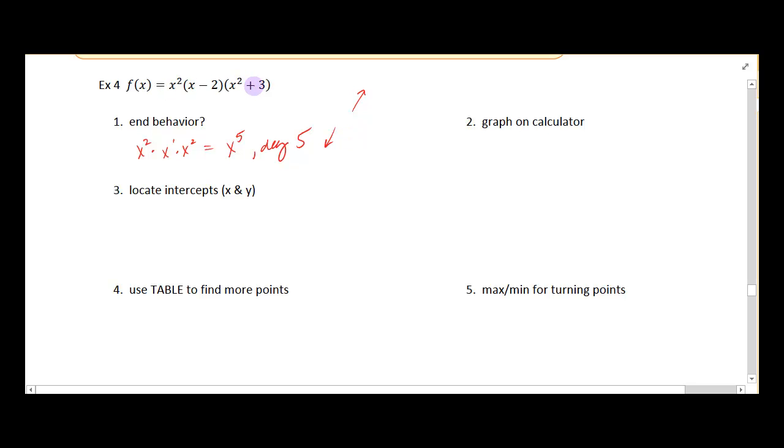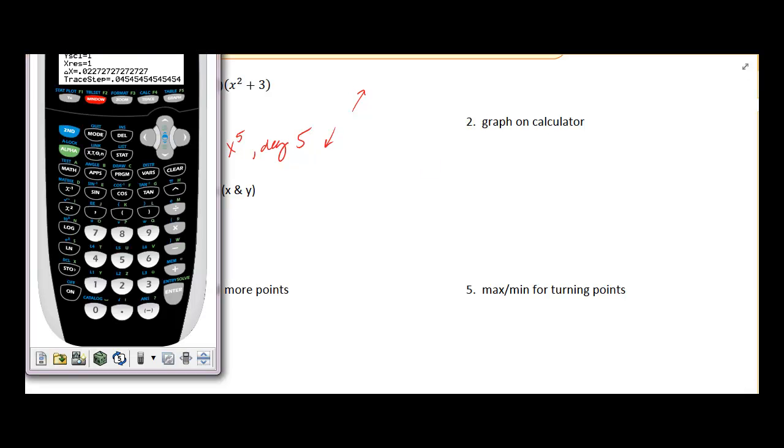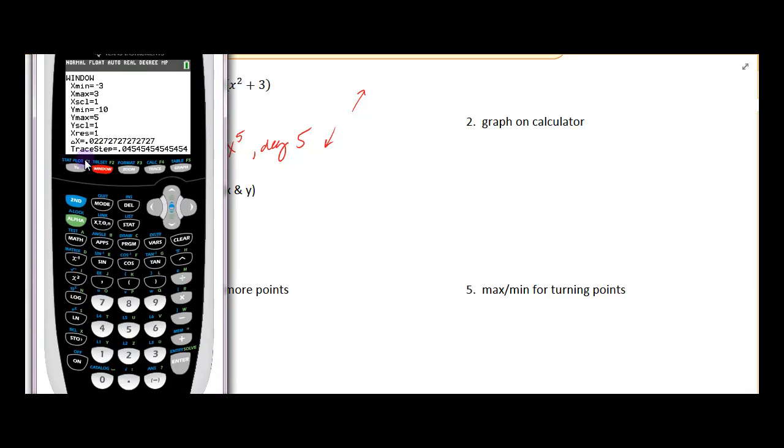I want you to get your graphing calculator out, and I want you to put this function into the y equals. Okay, so I already have that entered in here. It's x squared times x minus 2 times x squared plus 3. While I'm on this screen, I also wanted to put in another equation to graph a line along the x-axis. So I want to put in there y2 is equal to 0.